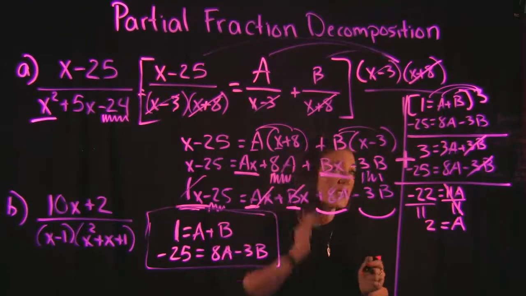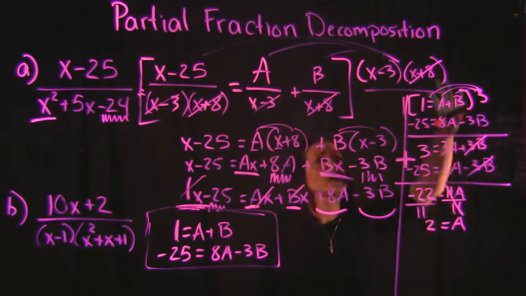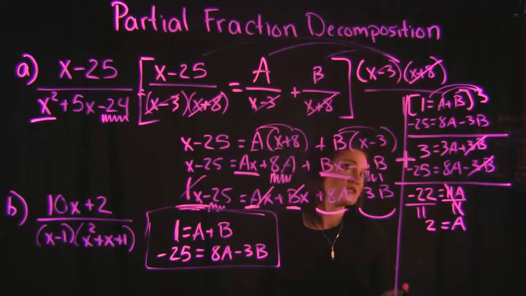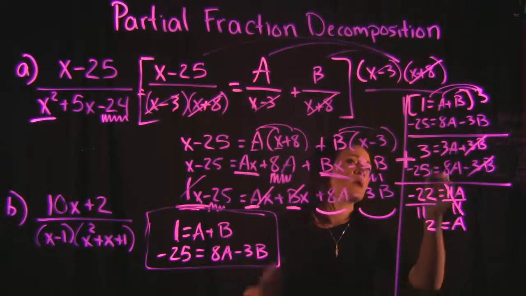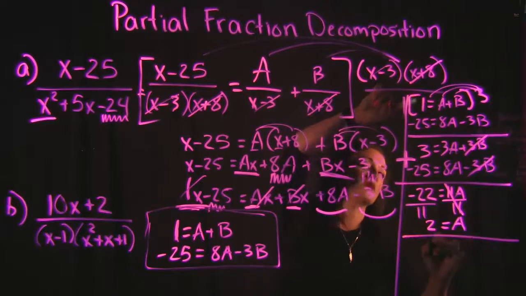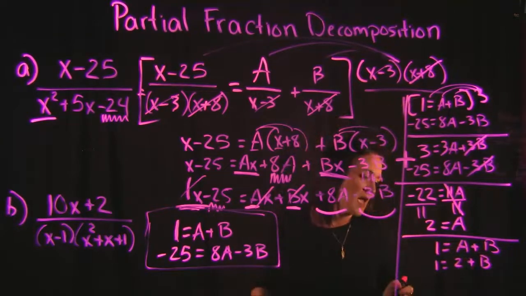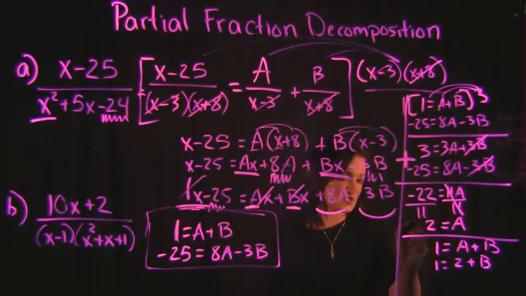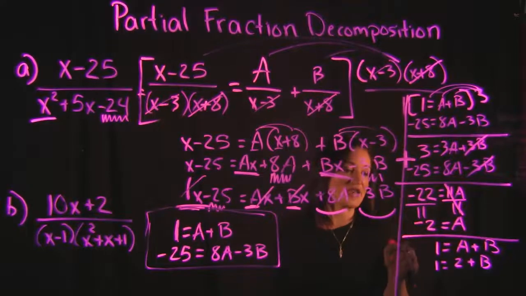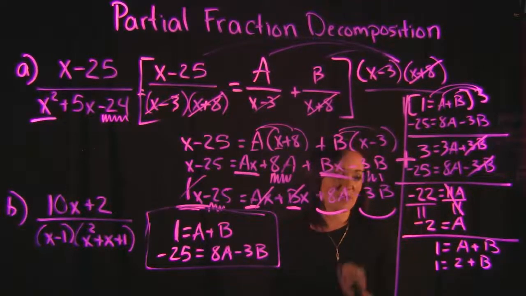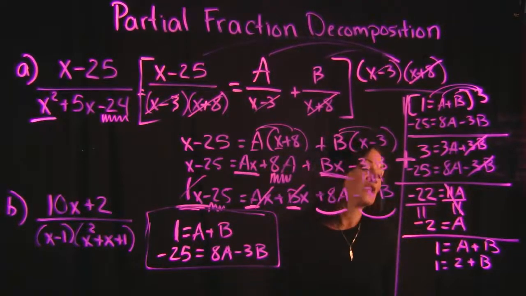And if we know that a is equal to 2, we can take any one of our equations and plug that in. So I'm going to take our basic equation here, 1 is equal to a plus b, and plug in 2 for a. So I just realized that this 2 is supposed to be a negative 2. I'm so sorry that I left that negative off. Negative 22 divided by 11 is a negative 2.